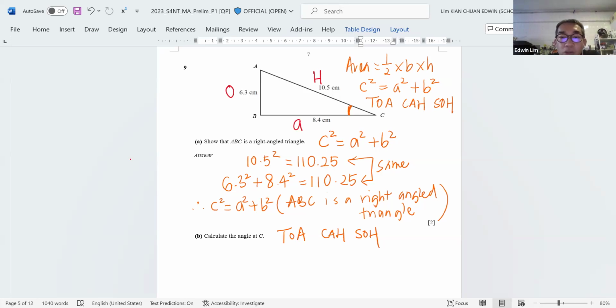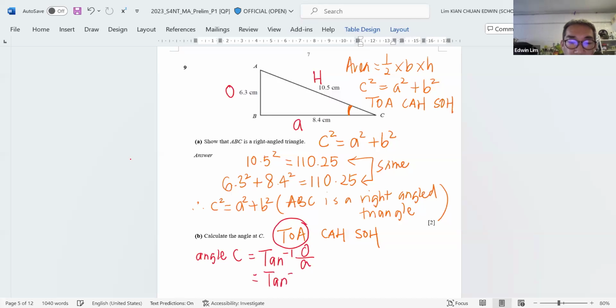For this question, I can use any of SOH CAH TOA, it doesn't matter. But you must remember whenever I want to find angles, I must always do inverse. So I'm going to use TOA in this case. So I will just write angle C. Since I want to find using tangent, tangent inverse O over A. So I will have tangent inverse. What is my O? 6.3 over 8.4.